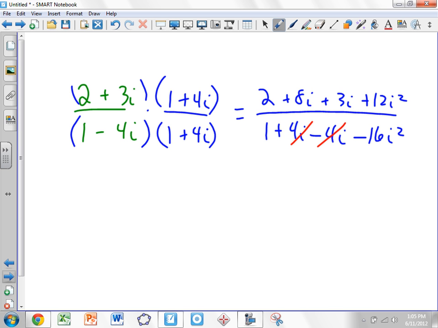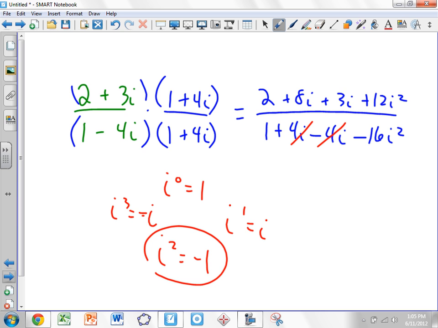And now, what was i squared? Remember that? Negative 1. Because of the chart thing. Yeah, good. So remember, i to the 0 is 1. i to the 1 is i. i squared is negative 1. i to the third was negative i. We did the i wheel. So the thing you need to remember really is this one here. This is the important one.